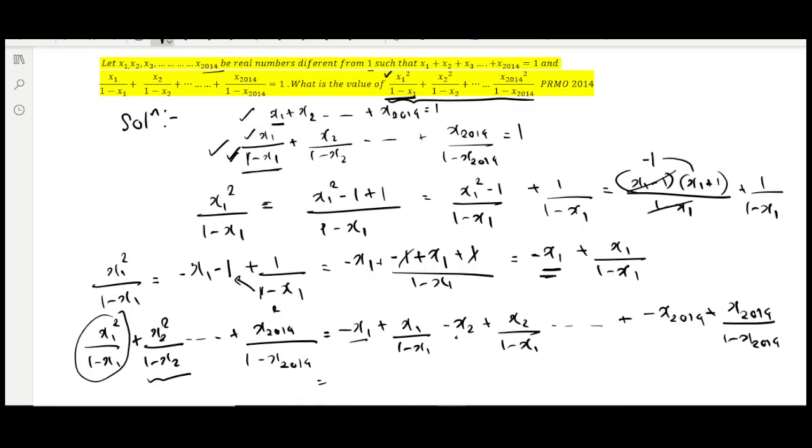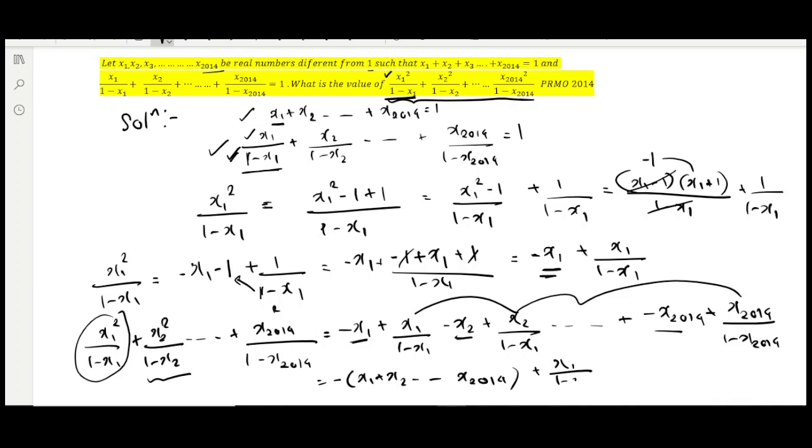If we take this term at one side by taking minus sign common, we will get x1 plus x2 plus x3 up to x2014, and we will get this term. If we take this term to the other side, then we will get this sequence which is given. That's why we have factorized it in this form.